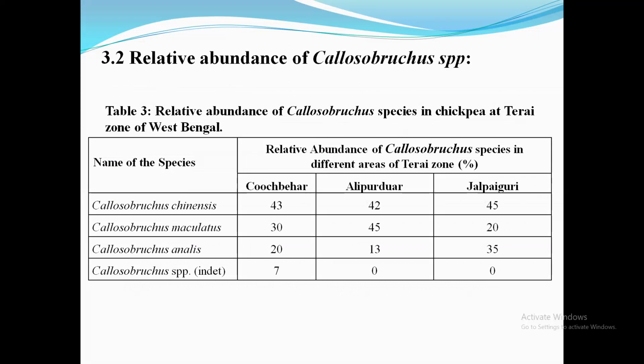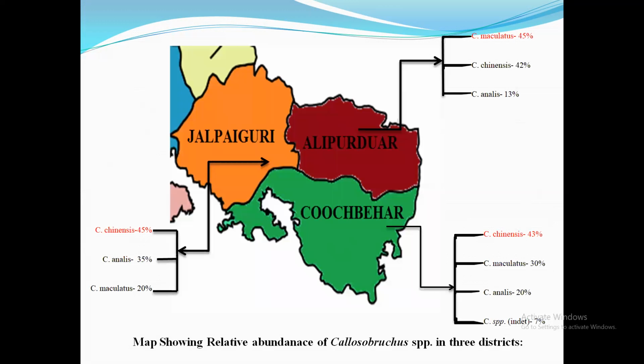Then relative abundance of Callosobruchus species. Here we got that in Cooch Behar district, Callosobruchus chinensis was more abundant, while in Alipurduar district, Callosobruchus maculatus was high, while in Jalpaiguri district, Callosobruchus chinensis was recorded high.